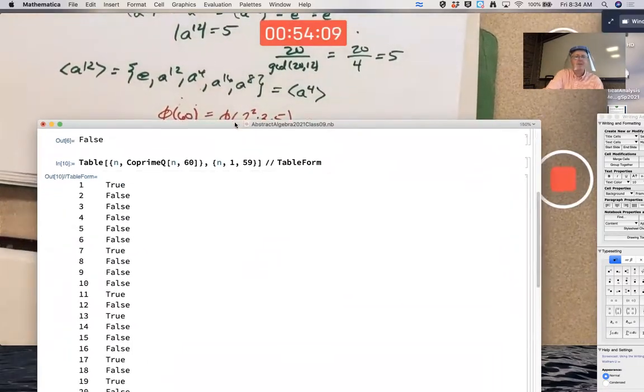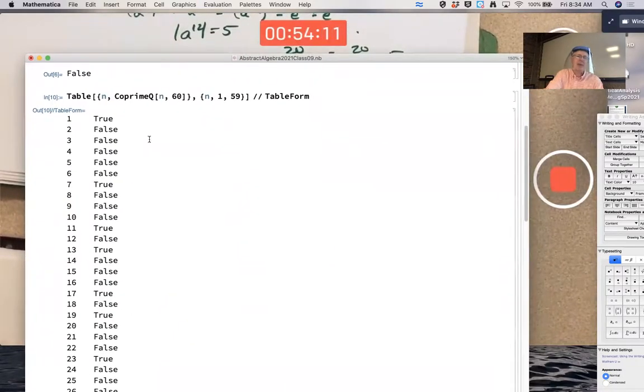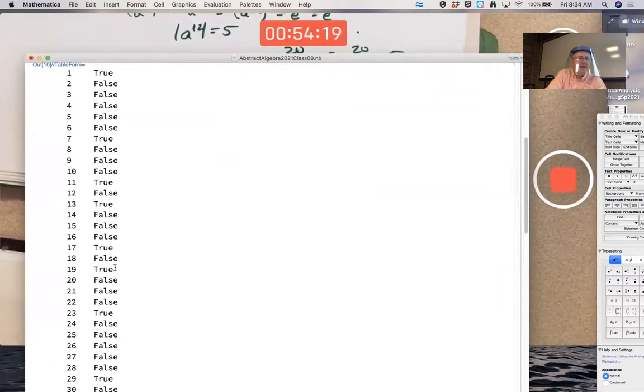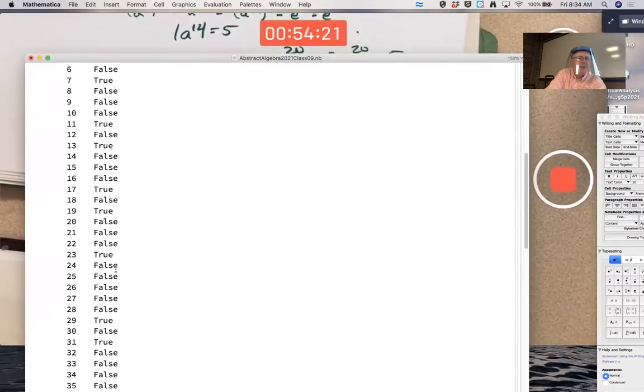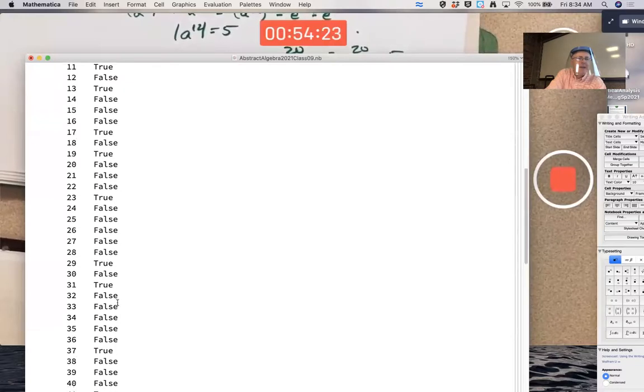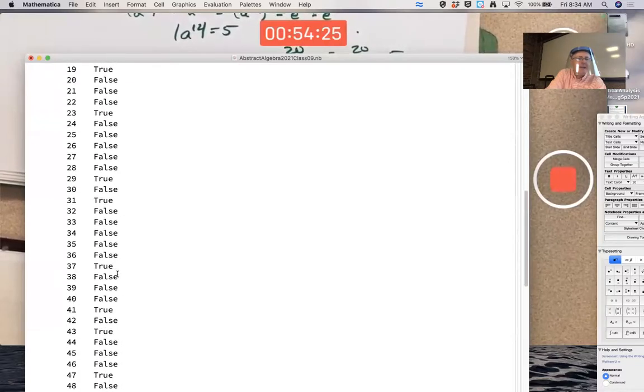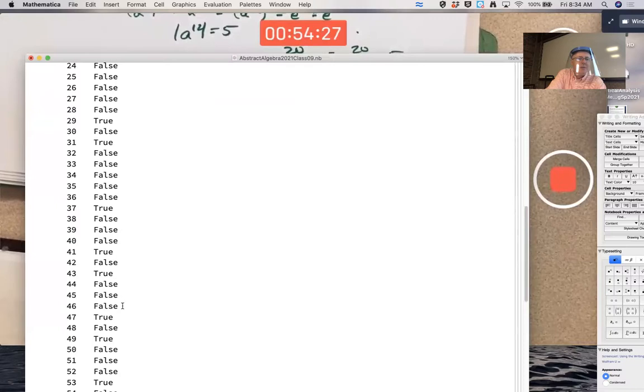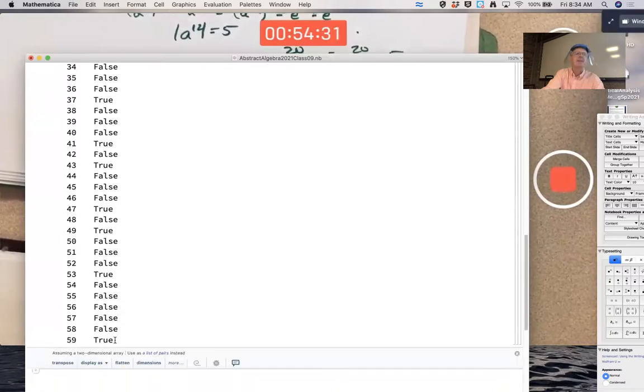Let's count them. There's also a Mathematica command that would count them as well. 1, 2, 3, 4, 5, 6. My 6th true is at 19. 7, 8, 9, 10, 11, 12, 13, 14, 15, 16. There we go. 16 truths in that list, corresponding to the elements of U60.